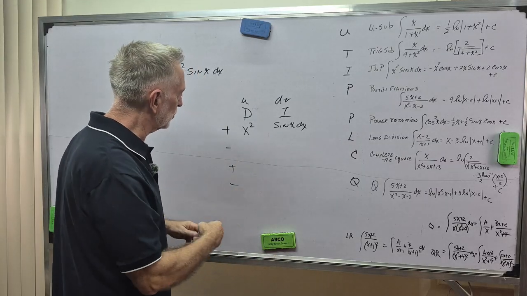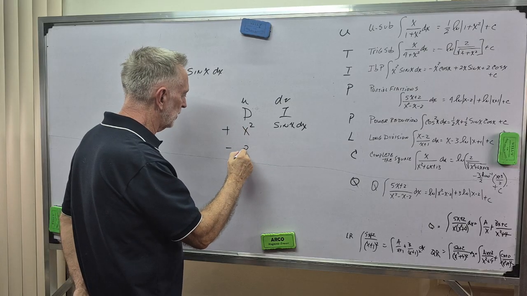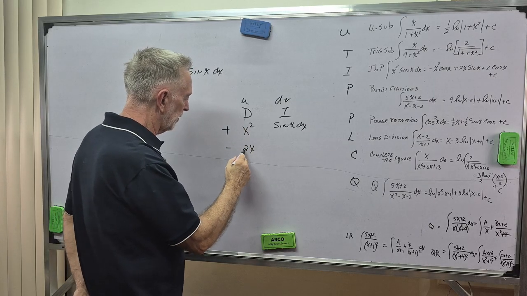Okay, so let's do this one. All right, what's the derivative of x squared? It's 2x. What's the derivative of 2x?